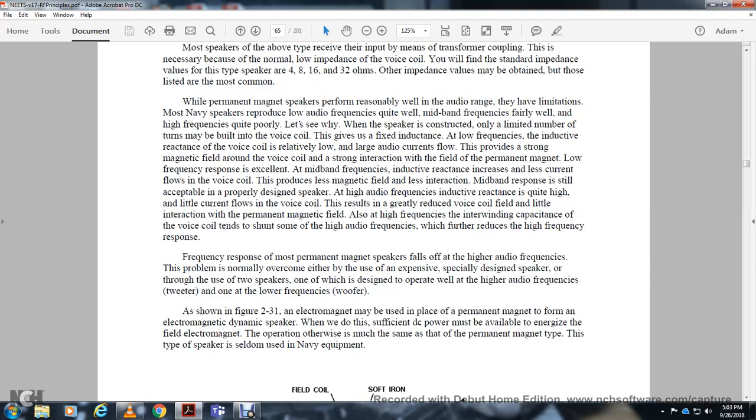The problem is normally overcome with the use of especially designed speakers: two speakers, one designed to operate at the higher audio frequencies, the tweeter, and one for the lower frequencies, the woofer.